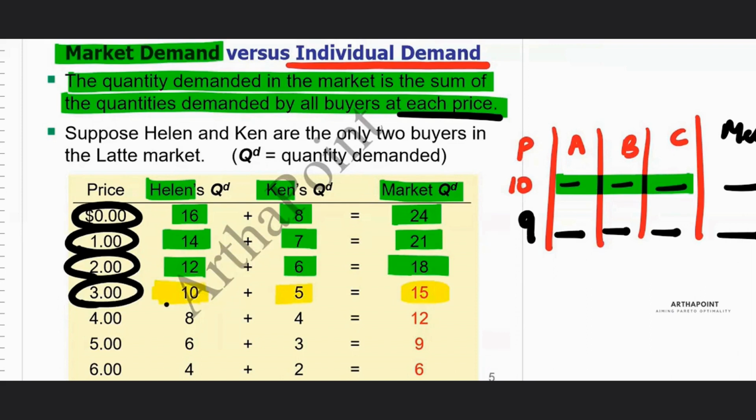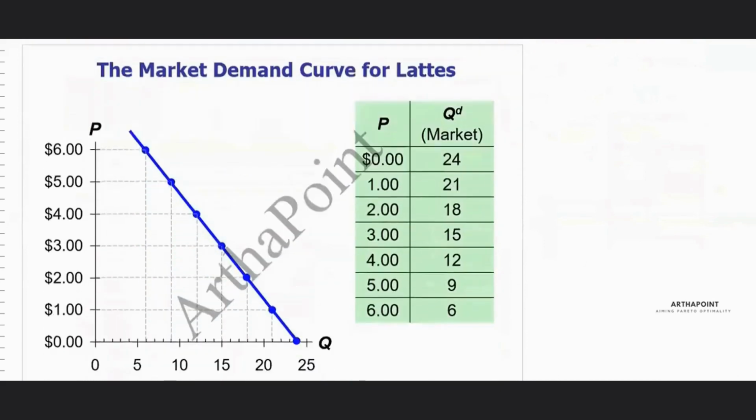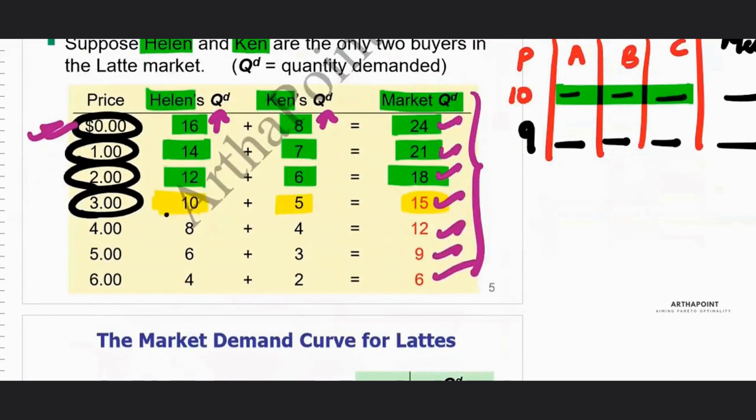So for each price, when we add the quantity demanded of different individuals, we get the market demand for each price. This is known as the market demand. It is basically nothing but summing the quantity demanded by each buyer together. In our case, of course, we are assuming that there are only two buyers, Helen and Ken.